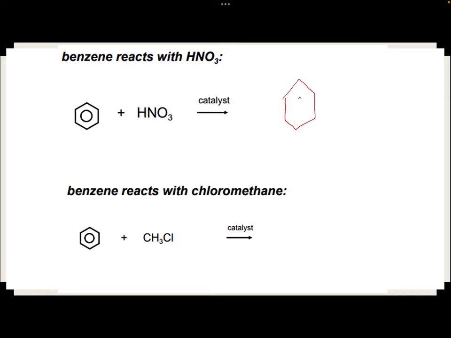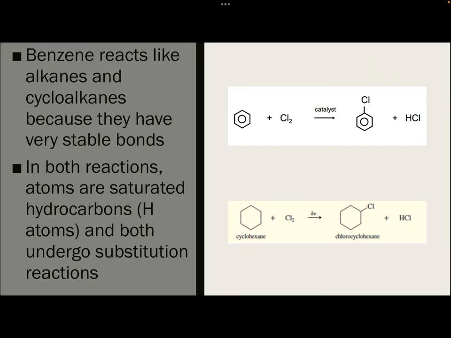Also, we can have it react with HNO3, which also requires a catalyst, and if it does react with it, we have NO2 attached and water as a byproduct. And then it can also react with chloromethane, which is, once again, oh my goodness, I apologize, that was hideous. It could create CH3 on that same spot, and HCl is a byproduct. So it's very dependent on what is going on in substitution reactions with our benzene.